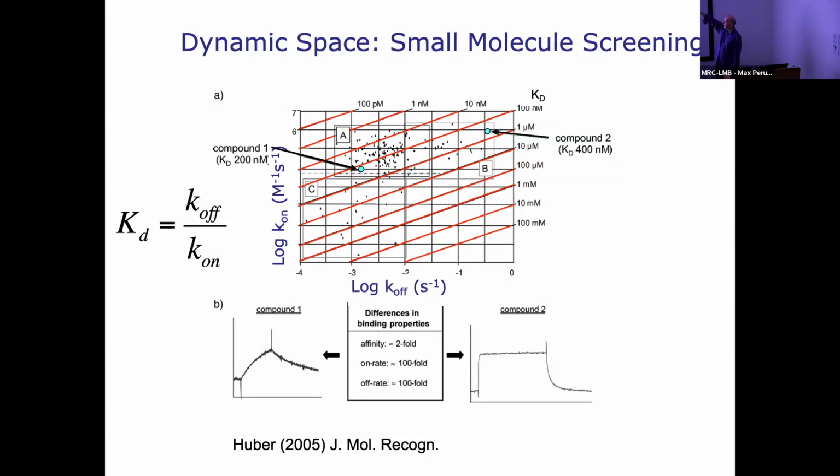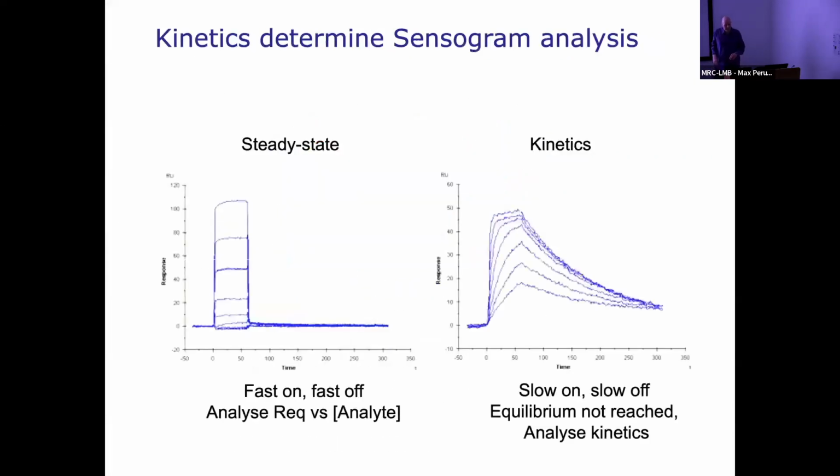So if we just look at compound 1 and compound 2, compound 1 is slow on, slower off, while compound 2 is very fast on and fast off. So actually compound 1 might be a better one to develop because it's got slower off. So this is the two extremes.